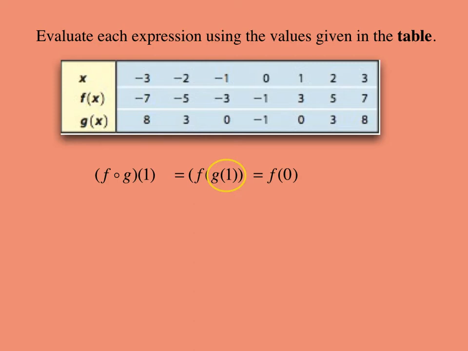So now we'll look at an input of 0 up on the table, and the equivalent value of the function at 0 is negative 1. So the answer to my problem, f of g of 1, is equal to negative 1.